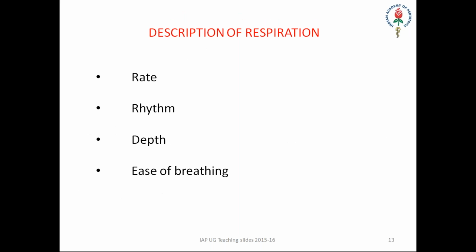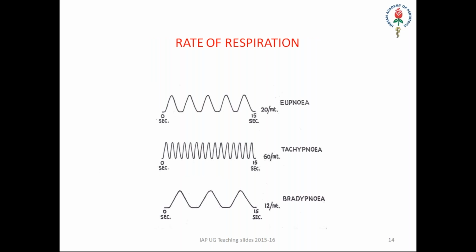So description of respiration: we describe it according to the rate, rhythm, depth and ease of breathing. These are the rates I am showing you for interpretation. When you see eupnea, you have a fixed respiratory rate with fixed intervals. Tachypnea is increased work of breathing, increased respiratory rate. If eupnea is 20 per minute, which is normal, here it is 60 per minute, and bradypnea will be decreased, so it is only 12 per minute. These are all taken in a period of 0 to 15 seconds.